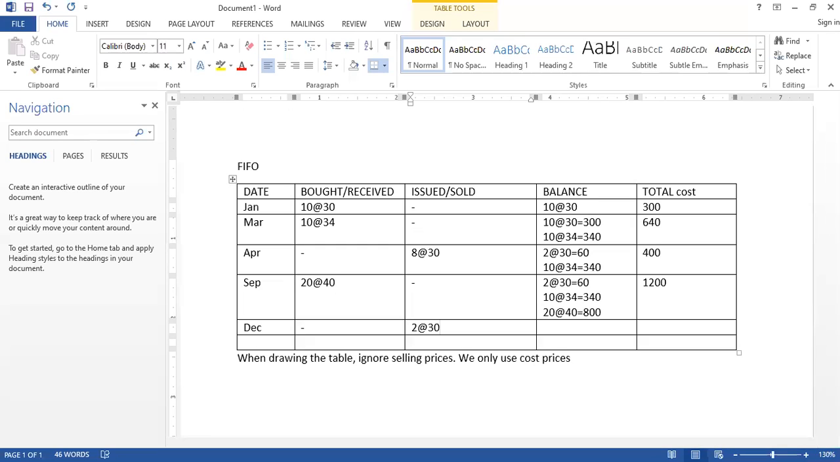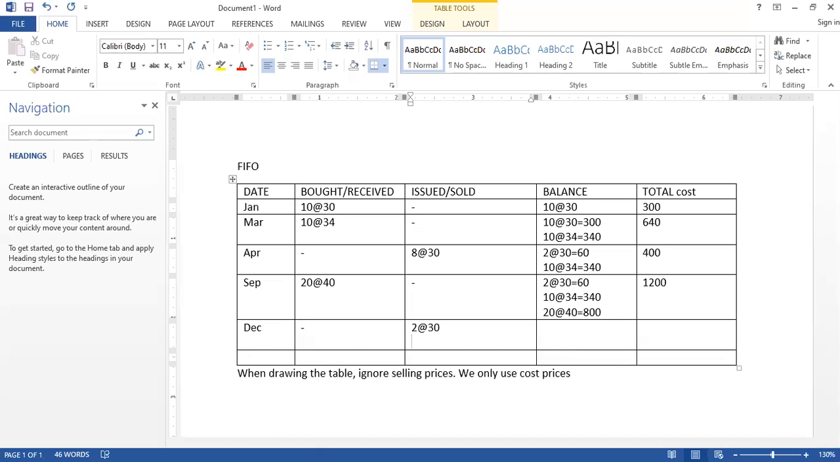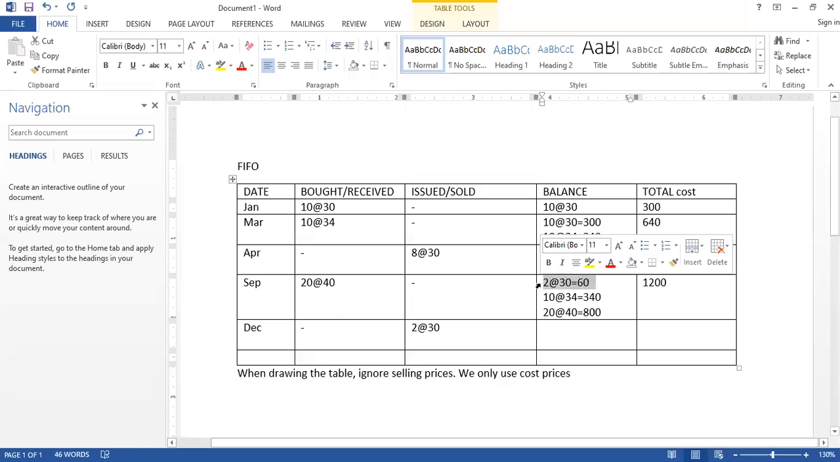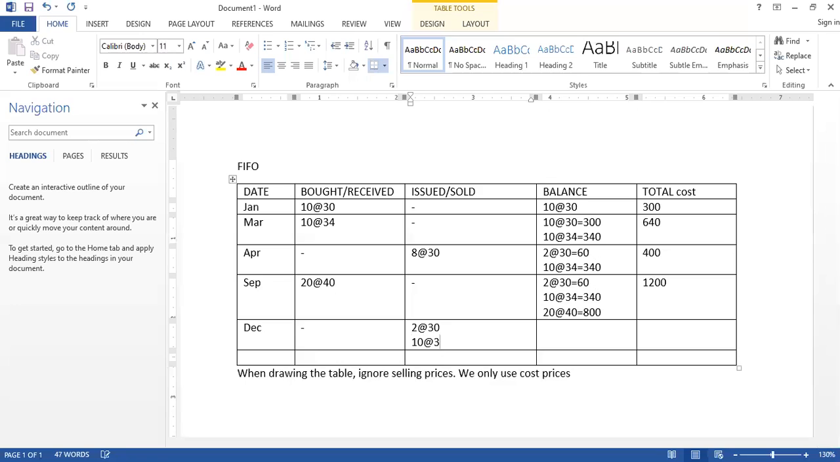But in total, you are told that you sold 12 units. So you still need to issue out another 10 units. Because currently you only issued out 2. The remaining balance, the top balance is still at 30. So you still have 10 units that you need to issue out. So now the balance that is on top is totally sold out. So you move on to the next one, which is 10 at the price of 34. So because you need to issue out another 10, you have 10 at the price of 34.